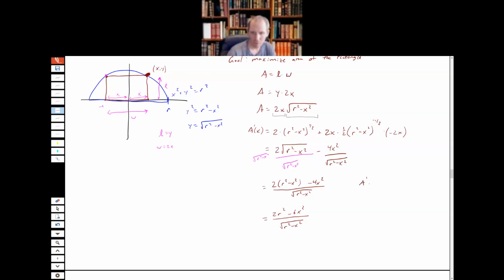So now if I look for where A prime is equal to 0, I will get 2r squared minus 6x squared equals 0. So 2r squared equals 6x squared. Solving for x, so 1/3 r squared equals x squared.